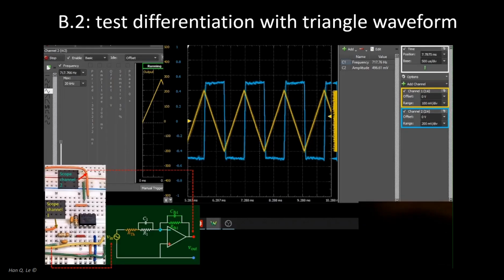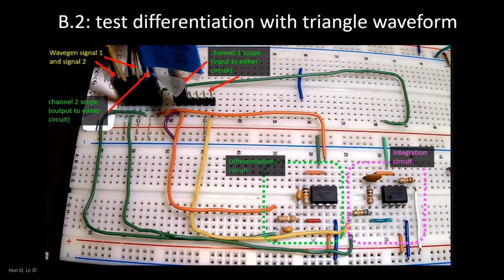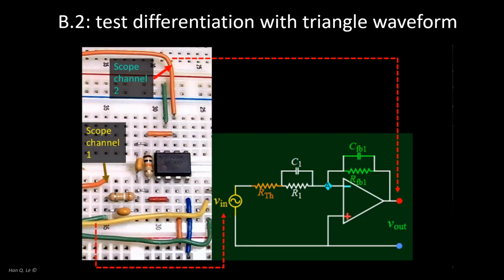The essence is to understand the objectives of the experiments, namely to test the performance of the differentiator high-pass filter circuit, and perform the tasks to accomplish the objectives. The circuit labeled differentiation in the photograph is tested in the following. The two scope channels are connected to display the input and output.